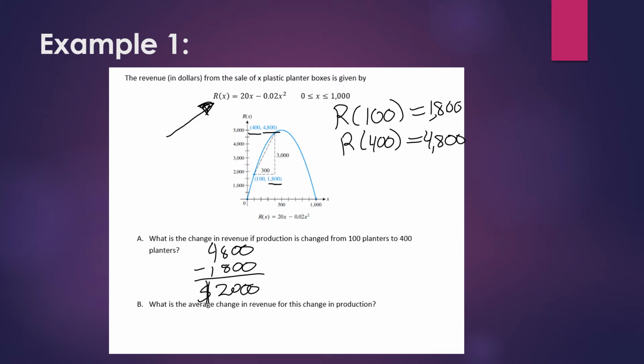And then for part B, they ask, what is the average change in revenue for this change in production? Well, the change in revenue was 2,000, and my change in production, I went from 100 to 400. So it's 2,000 over 300, which, let's see, 2,000 divided by 300 is going to give you 6.67. So each additional planter on average is giving me another $6.67.